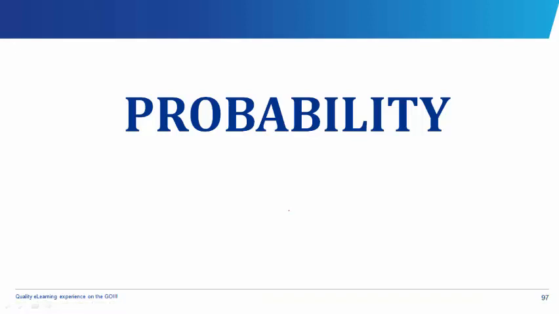Probability. Now this is our last chapter in mathematics for junior secondary, and by now I expect you should have been a professional and expert in mathematics. So what is probability? Probability is the likelihood or measure of likelihood that a particular event will happen or not happen in any experiment.